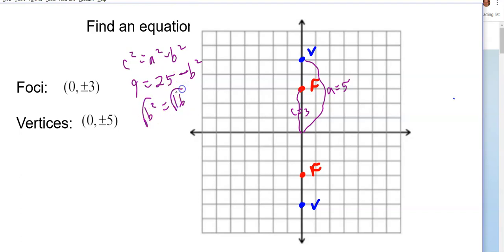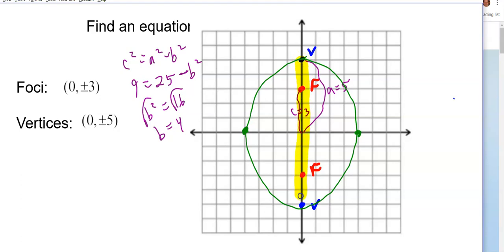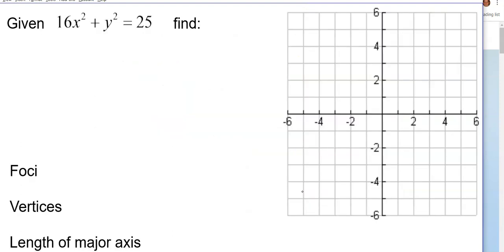Take the square root of both sides. Don't forget plus or minus, but we don't need that because these are distances. So b equals 4. What that means is we really need to know how wide this ellipse is. It's going to go 1, 2, 3, 4 units to the right, and 1, 2, 3, 4 units left. Those are the co-vertices. Then you're just going to graph it. It looks roughly like this. It goes through the co-vertices and the vertices. And again, the major axis is the longer axis, and the focus points are both on the longer major axis.